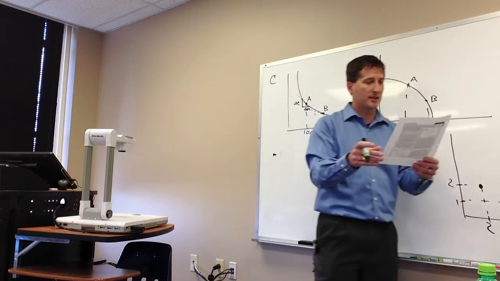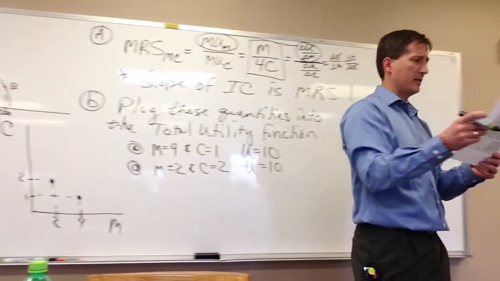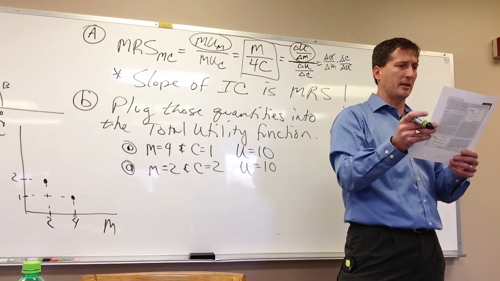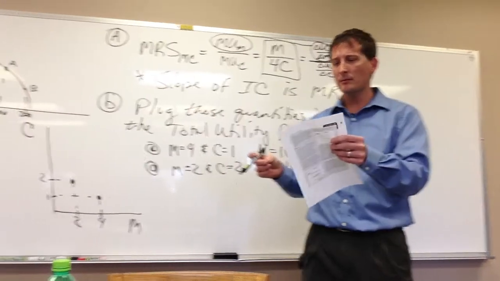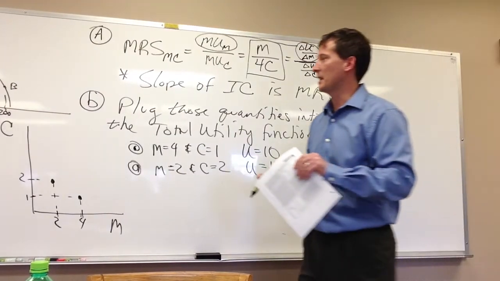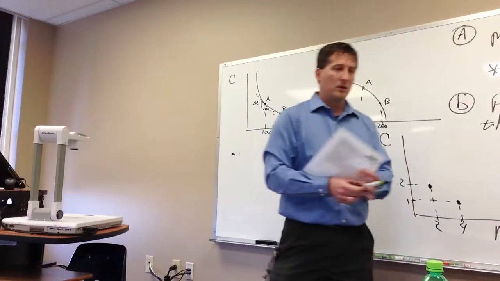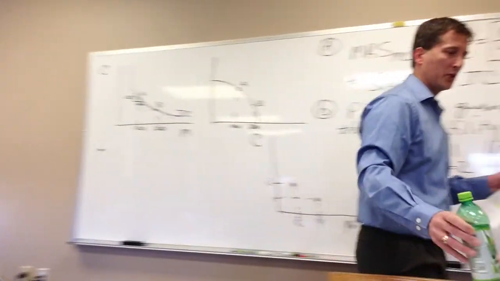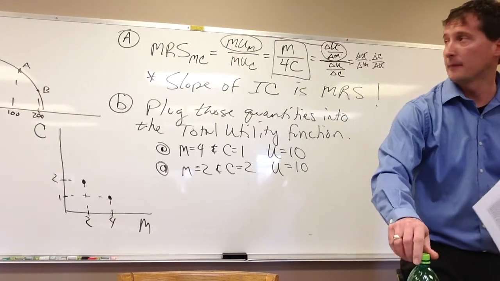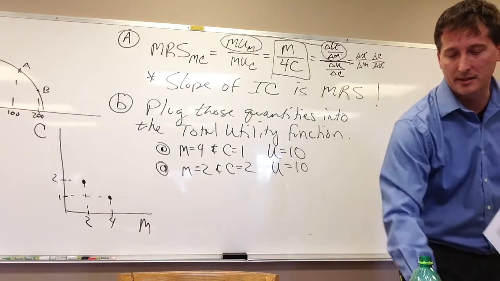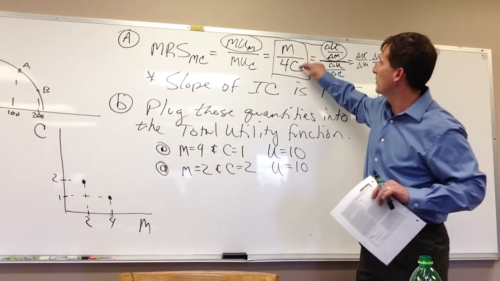Then we get to part C. Calculate the MRS. So part C is calculating the slope at those points. Which equation do you use for that? A. Good. So the slope is the marginal rate of substitution. So we're going to plug and chug back into that equation, the M over 4C.